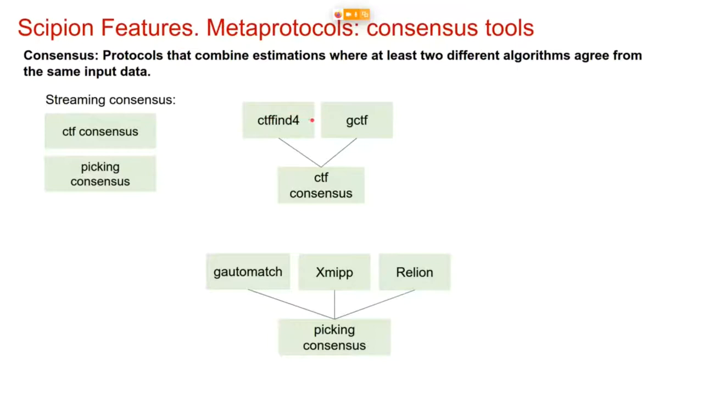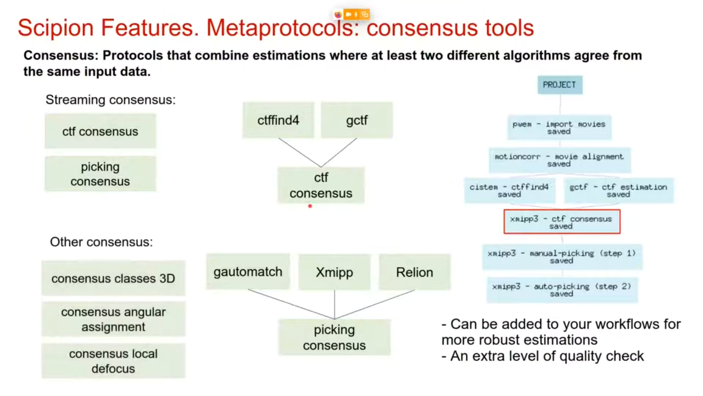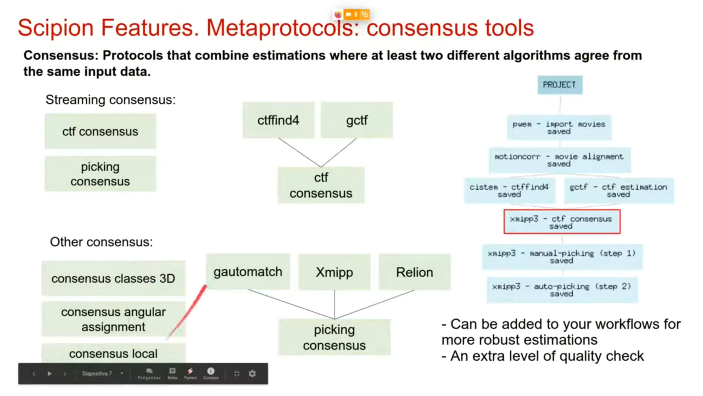This consensus, together with picking consensus, work perfectly in streaming, so they can be added to your workflows for more robust estimation. And they add an extra level of quality check in the workflow. There are other consensus, but at the level of 3D classification, angular assignment, and local CTF estimation, but they cannot be used in streaming.